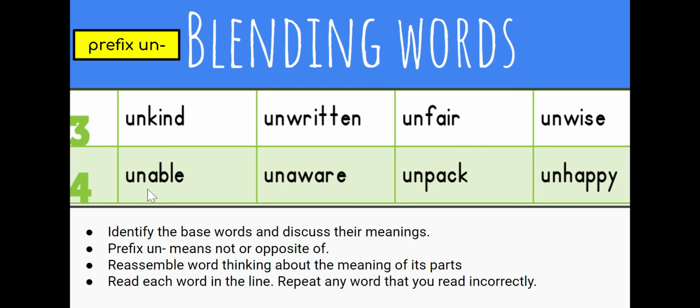Now let's think about if we add the prefix un to all of these words, what is the new meaning of these words? Remember, un means not or opposite of. Let's take the word unable. You got it. That means you are now not able. If you are aware, now you are unaware. That means you are not aware.